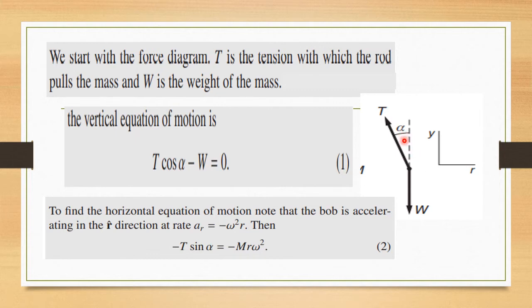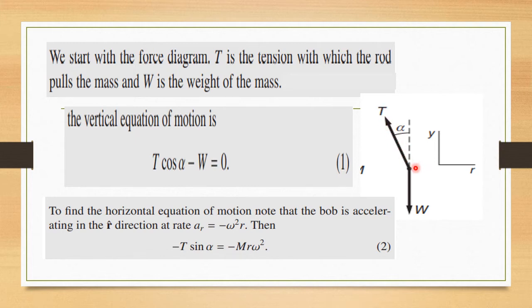Now we start with the force diagram. Here is the mass m. It has two forces acting on it: the weight W towards the downward direction, and a tension T with which the rod pulls the mass. You can see this angle is also alpha, and this is the radial direction, and this is the y direction. So W is acting in the y direction.